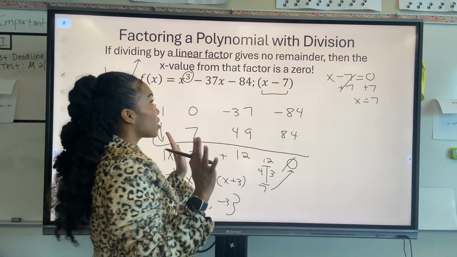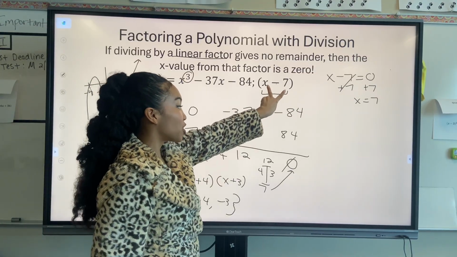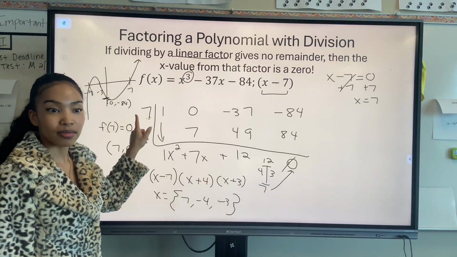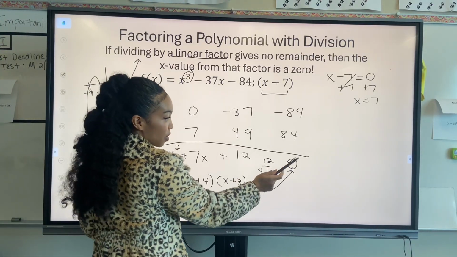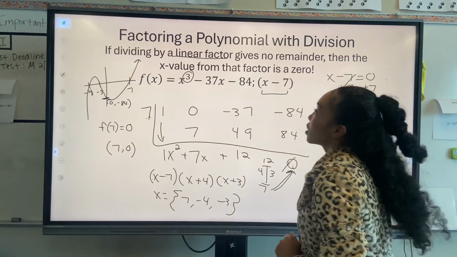So guys, the only thing that you have to remember is the factor theorem. Whenever you divide by a linear factor and your remainder is 0, this is an x-intercept. This is the point 7, 0. This represents your y value, your remainder. Okay, let's try another one.